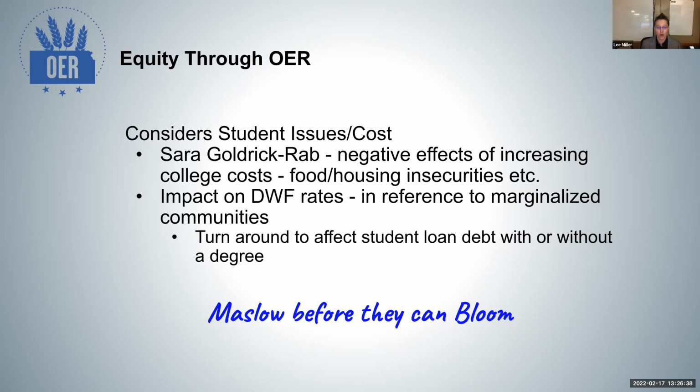Likewise, she highlighted some of the drop, withdrawal, and fail rates, and where that significantly impacts marginalized communities, especially when we layer in the student loans, where some of them, whether they have or do not have a degree, will still have to pay back those loans. That's about making sure those that start college can complete college so that they have a higher opportunity to increase their living wage, et cetera. And so what it really comes down to is that students need to Maslow before they can bloom. That's looking at the Maslow hierarchy of needs in comparison to the Bloom's taxonomy that we use for instruction.